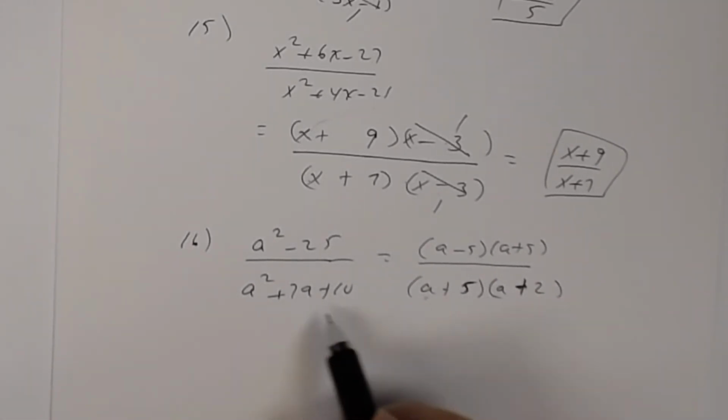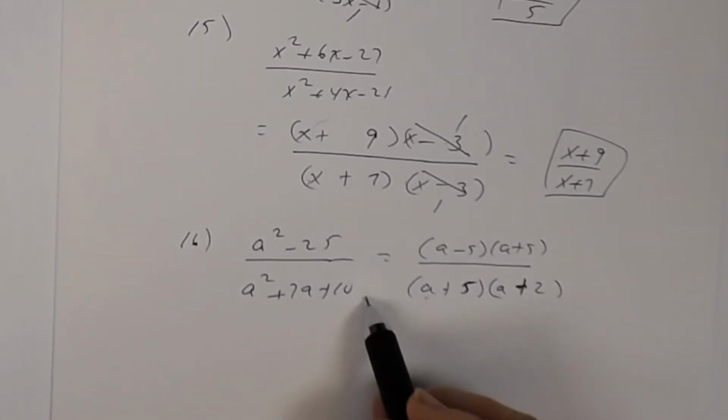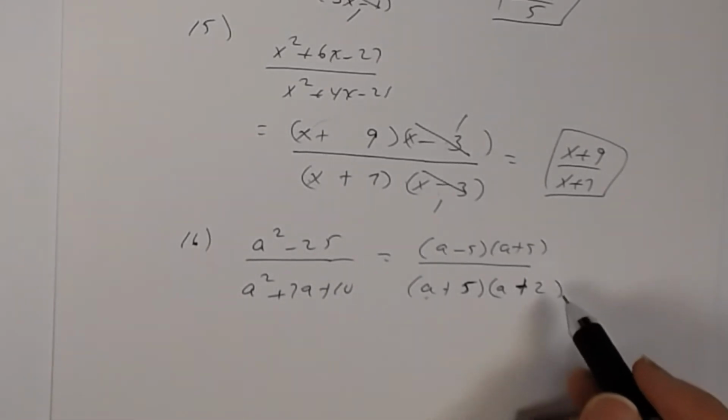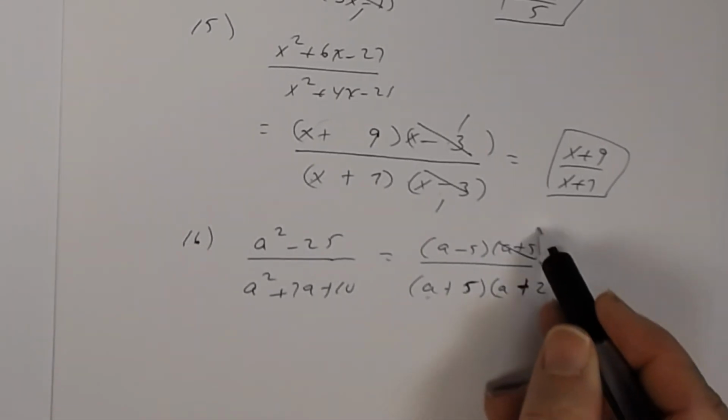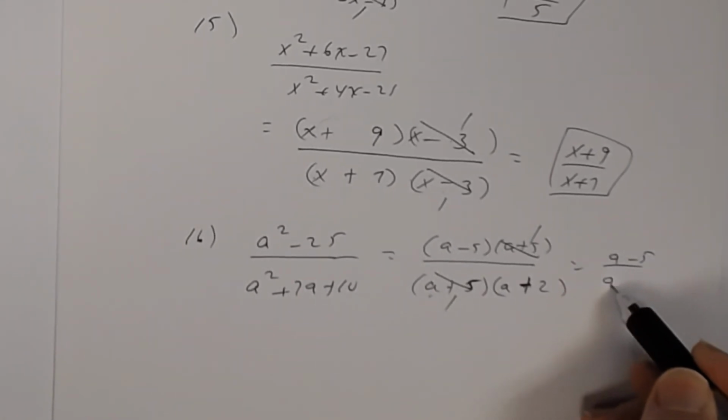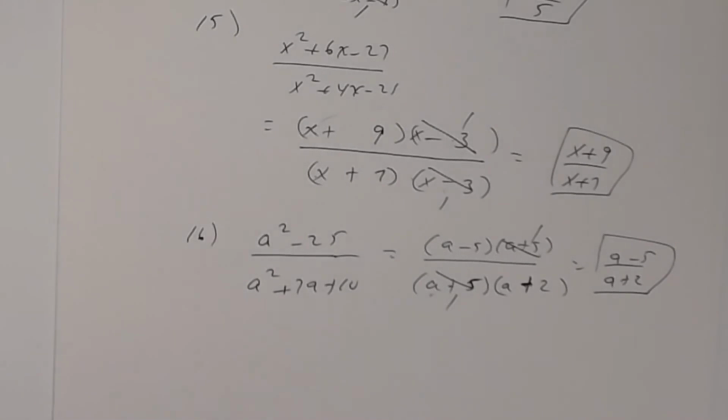So a times a is a squared. 5 times 2 is 10. The outer is 2a. The inner is 5a. You get 7a. And then just reduce. So it looks like I can reduce these. And you get a minus 5 divided by a plus 2. All right, so that's number 16.